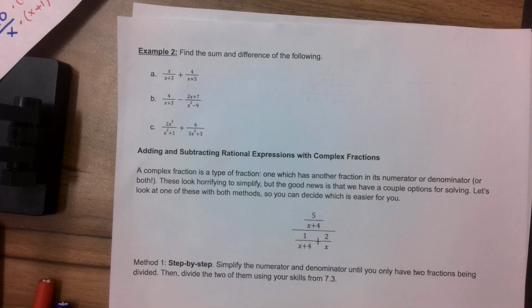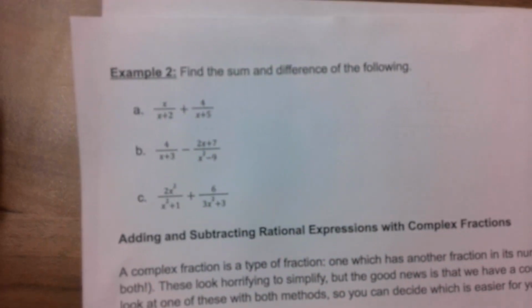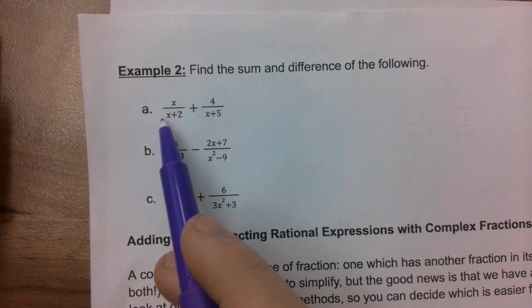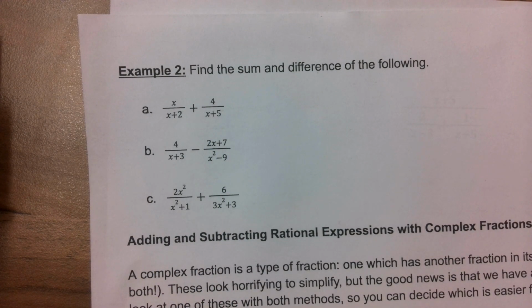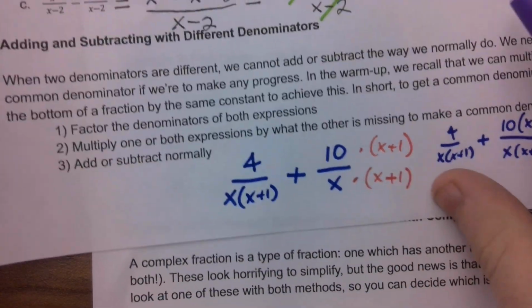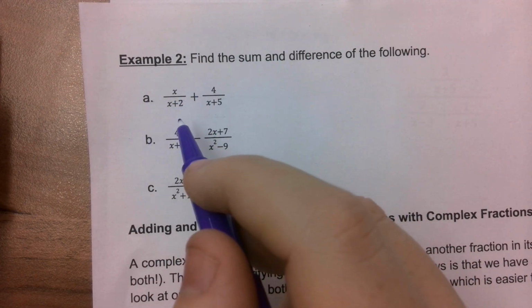So let's do example A. Right here for example A, we are told that x over x plus 2 plus 4 over x plus 5 is what we're trying to simplify. But they don't have the same denominator. Here we have an x plus 2, here we have an x plus 5. So what can we do to make them look the same? Unlike the problem we did together, we can't just multiply one of them by something and boom, they're identical. Here, we need to multiply both of them to make them look the same.